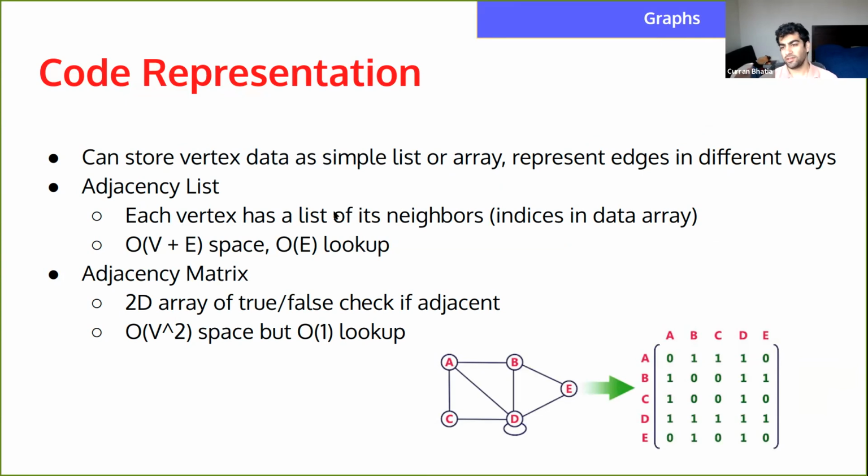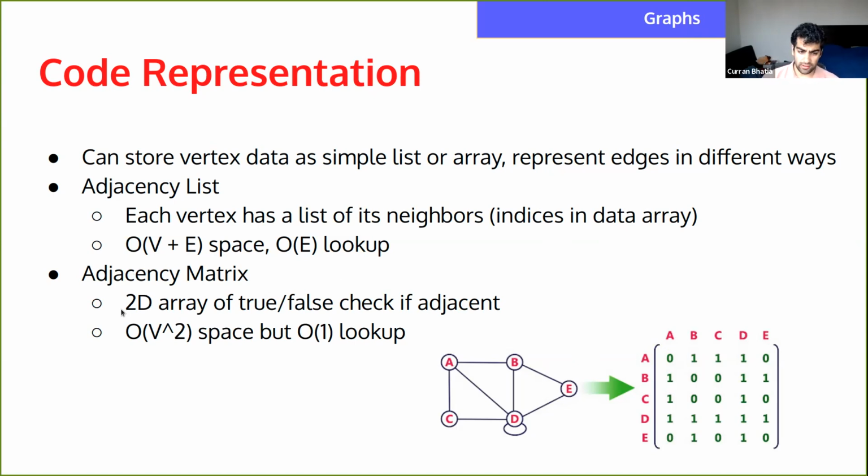You can basically store all the connections of each node in a list. So for example, in the example below, in an adjacency list, A would have B, C, and D in it, and then B would have A, D, and E in it, and so on. And the space complexity is V plus E, and the lookup is E.